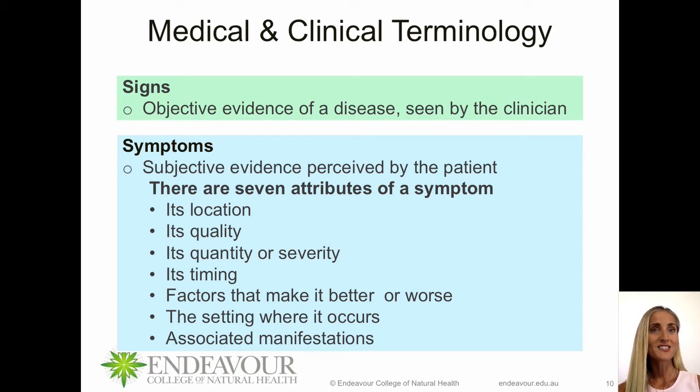Associated manifestations: sleep disturbance and chronic cough are things that are really commonly reported with reflux. I think that gets us through our 7 attributes.